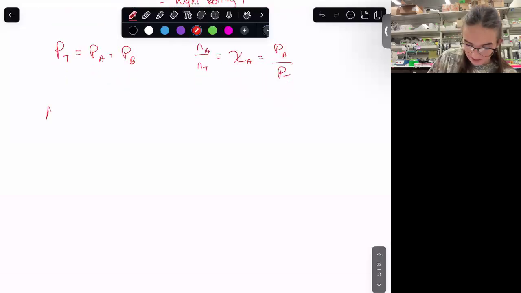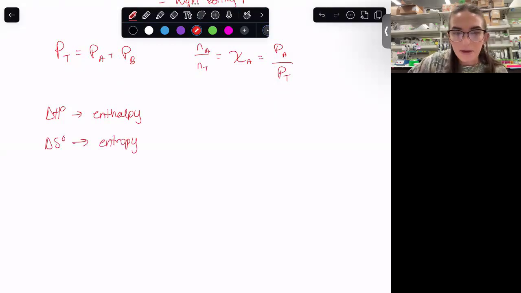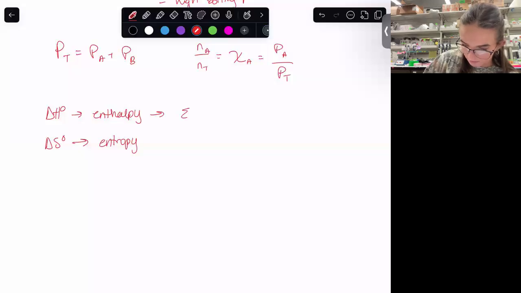Yep, so for enthalpy and entropy, delta H is your enthalpy, and delta S is your entropy. The big things to look for in the questions, and what's related to your formula sheet, is that your heat of reaction is going to be the sum of products minus the sum of reactants.